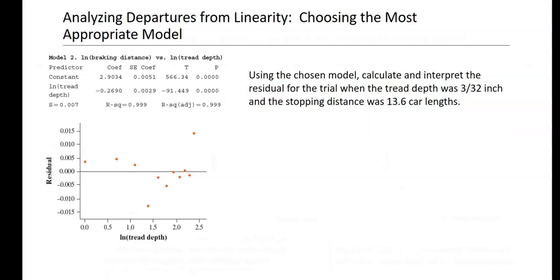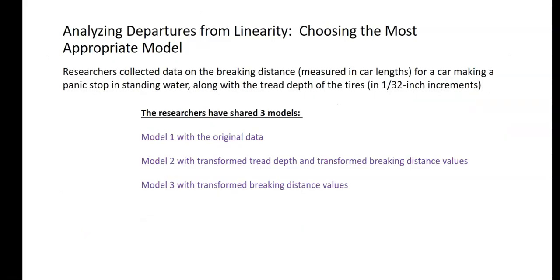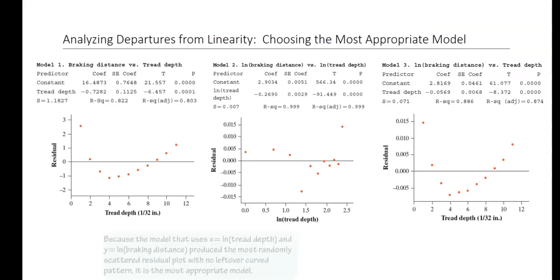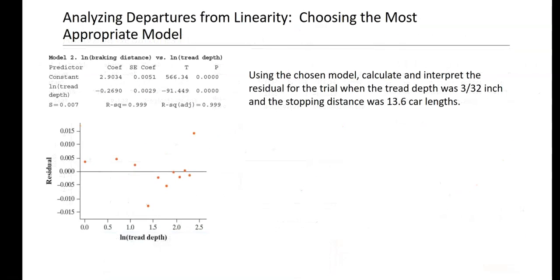The tread depth must be measured differently here. So what's it say? In 1/32 inch increments. So it's measured in increments, so they're putting the increments there. I did not read that when I first saw this problem.